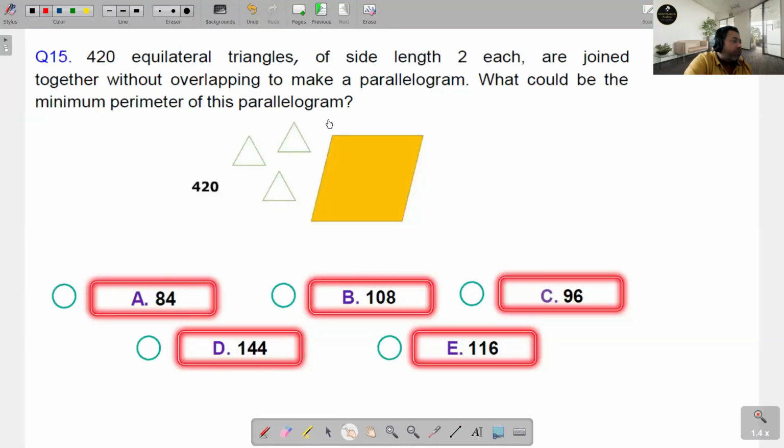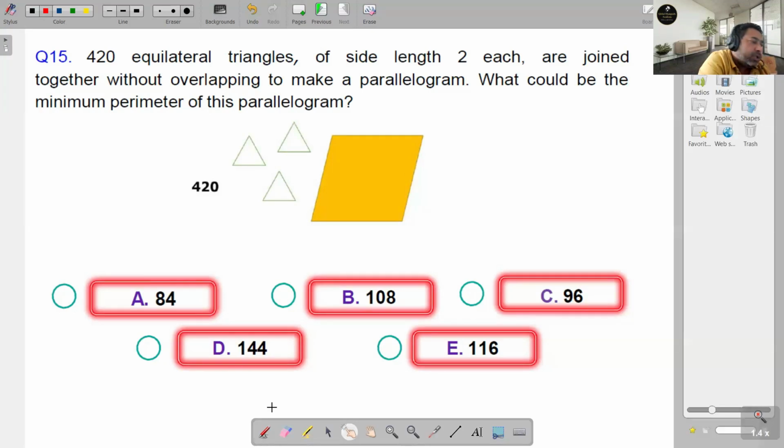Question 15. 420 equilateral triangles of side length 2 each are joined together without overlapping to make a parallelogram. What would be the minimum perimeter of this parallelogram? Okay, so they're asking what will be the minimum perimeter of this parallelogram. Now let's see first how the parallelogram can be made in the first place. All right. Okay. So let's say this is an equilateral triangle. If I join another one like this in an inverted fashion, I have a parallelogram, right?